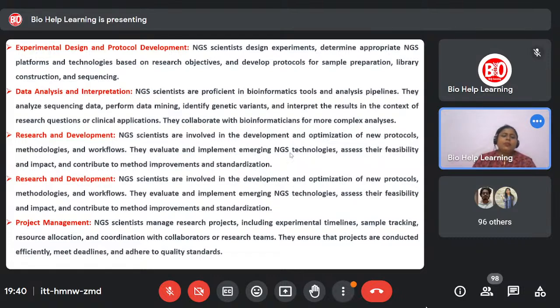Project management. There are lots of projects ongoing under him or her, so they can collaborate with multiple places to finish on time. So these are the tasks done by any research scientist of bioinformatics.